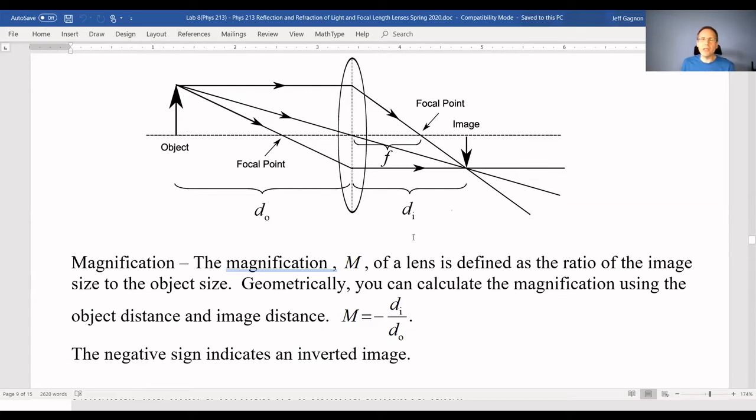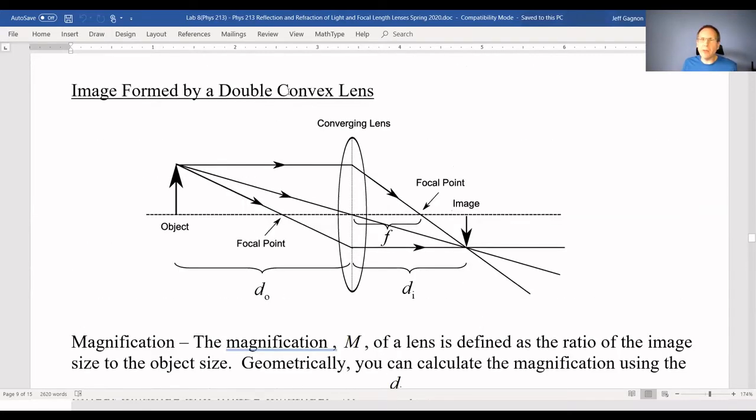The other way you can do it is you can use these values, the object distance, DO, and the image distance. Again, this comes from basic geometry, from similar triangles. It turns out that the magnification is equal to negative, that tells you it's inverted, and then it's just going to be the image distance divided by the object distance. So if you know this image distance, which we have from our data, and the object distance, which we have, then you can calculate the magnification that way as well. And I'm going to have you guys calculate it in both ways.